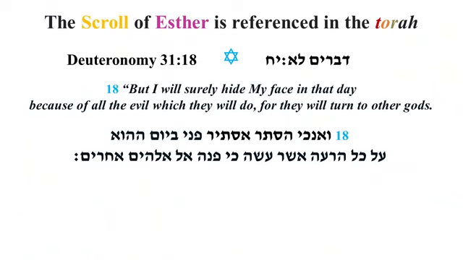And the Megillah is actually referenced in the Torah. If you go back to Deuteronomy 31:18, it says, but I will surely hide my face in that day because of all the evil which they will do, for they will turn to other gods. All right, so where is Esther hidden in that verse?